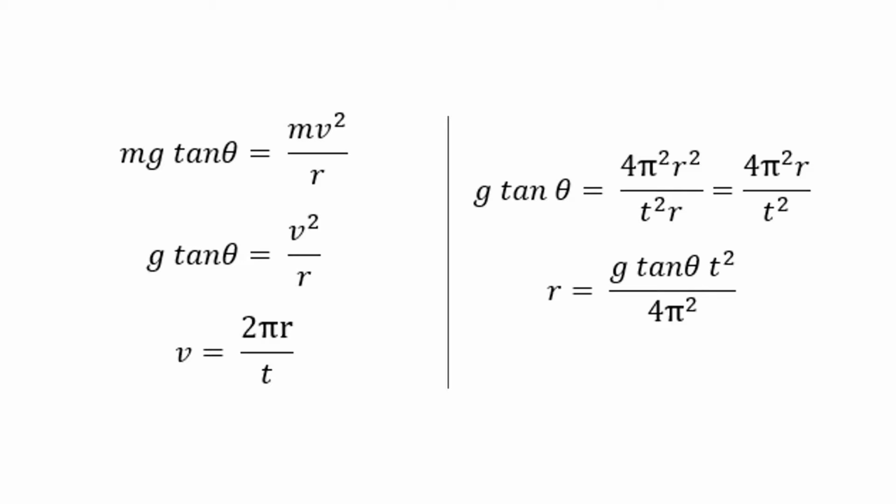We can now put this into our equation, remembering to square it, and we get g tan theta equals 4 pi squared r squared over T squared r. Simplifying this to g tan theta equals 4 pi squared r over T squared. If we rearrange for r now, we get r is g tan theta T squared over 4 pi squared.